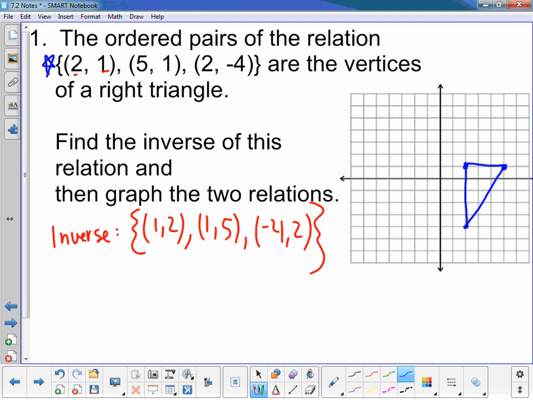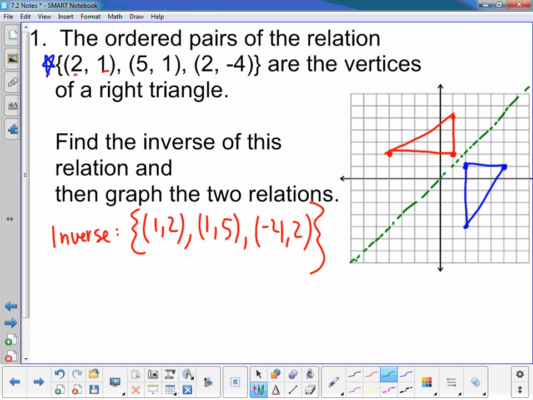Now if I put the red inverse up on the same coordinate plane as well, I'm looking at (1, 2), and I'm looking at (1, 5), and I'm looking at (-4, 2), over -4 and up 2. And again, these connect to each other to make a triangle. So there's the inverse. Now, an important thing to recognize about these inverses is where they're reflected. If you take a look at how these are reflected, this has been reflected over the line x equals y.